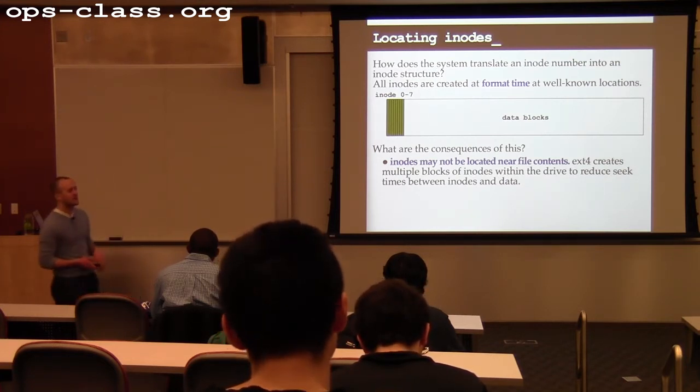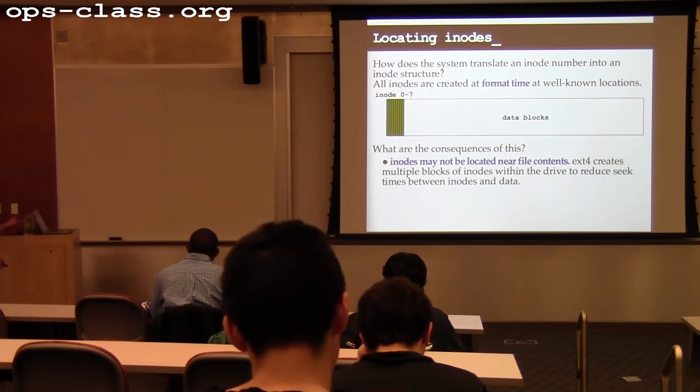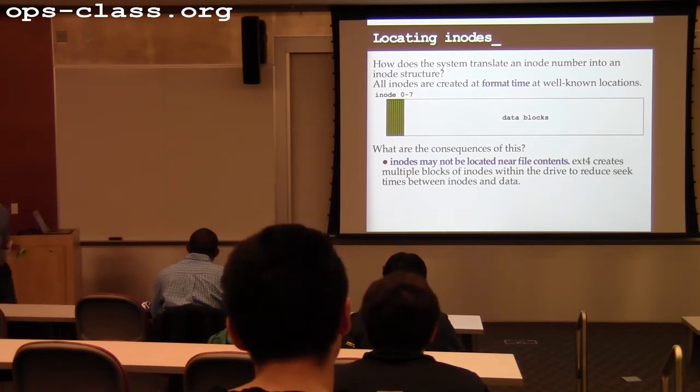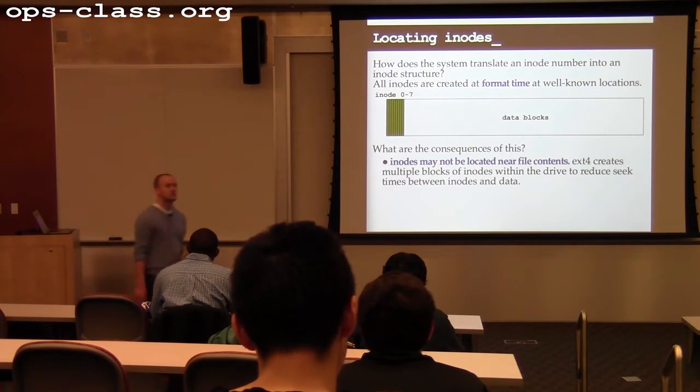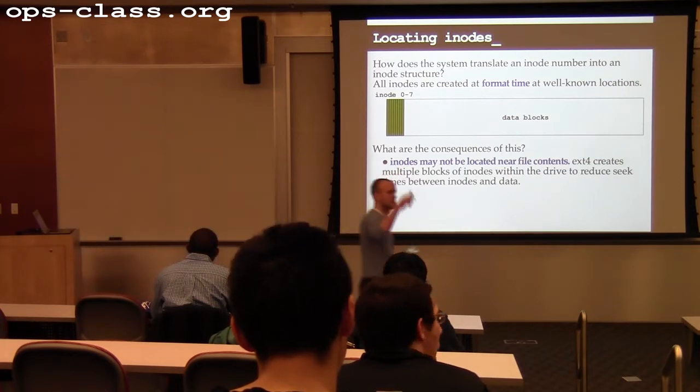Why would you expect to see lots of seeks back and forth between inodes and the associated data blocks? AJ.